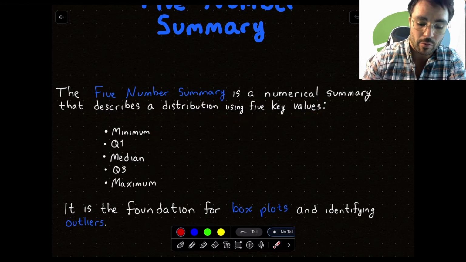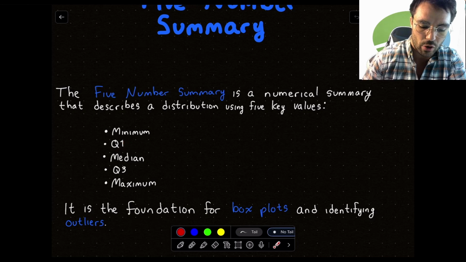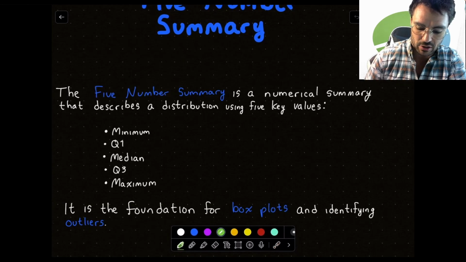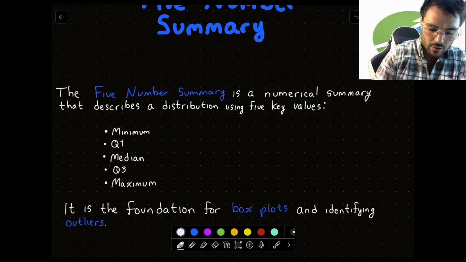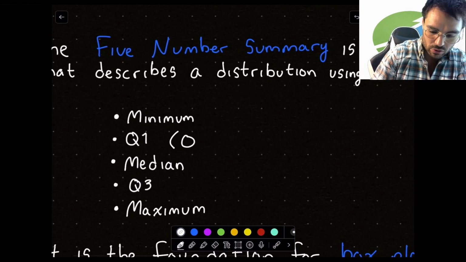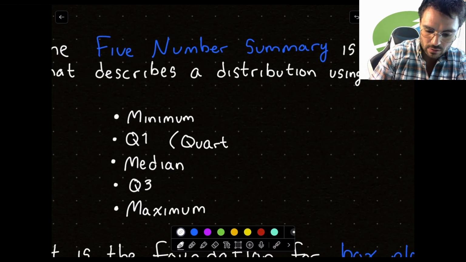And they are the minimum, quartile 1 or Q1, the median, quartile 3 or Q3, and the maximum. And let's include that in here. Let's change that. Quartile 1 and quartile 3.